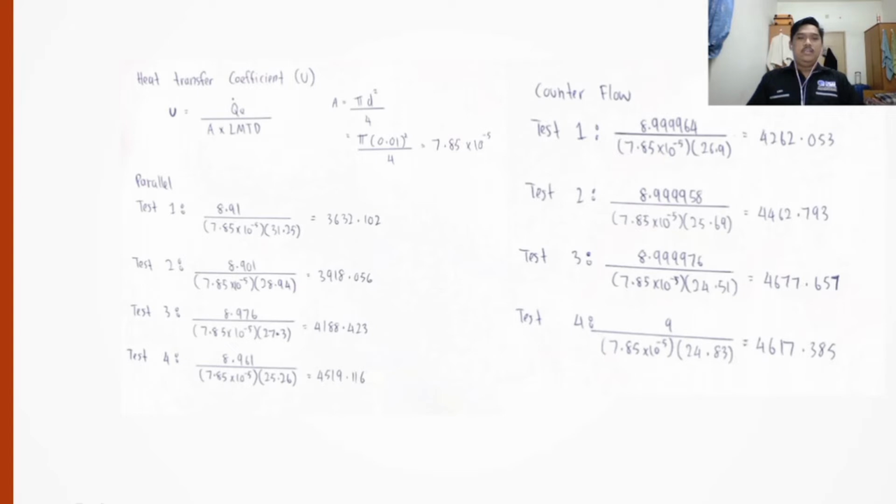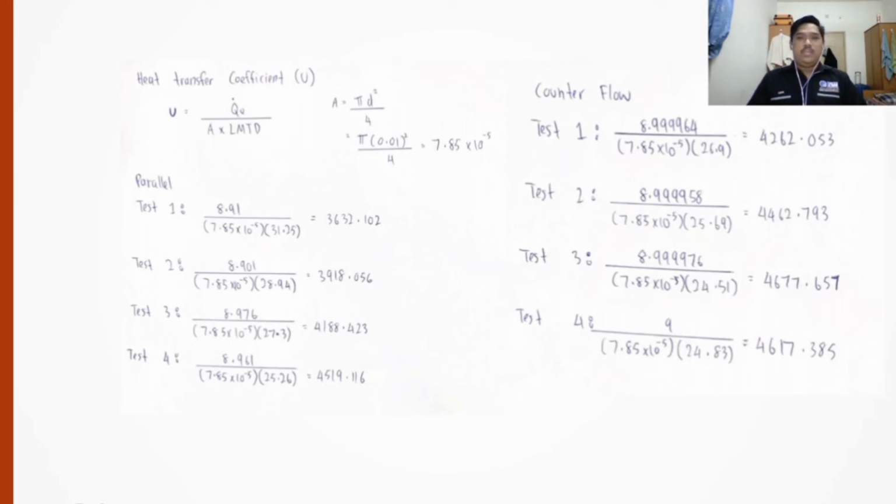After we find the LMTD for test 1 to test 4 for parallel flow and counter flow, we need to find the heat transfer coefficient, which is U. The formula of heat transfer coefficient is U equal to QE over A times LMTD. Before we insert the data into the formula, we need to find the A first, which is the area.